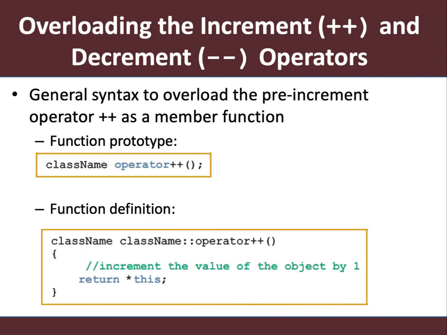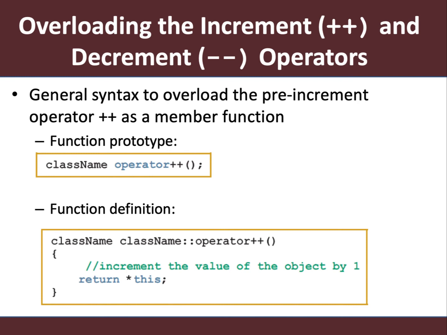Next, let's take a look at how we overload the increment and decrement operators. The increment operator has 2 forms. One is the pre-increment, like ++x, and the other one is post-increment, which is x++. In both of them, x is a variable, say of type integer or anything. In the case of pre-increment, or ++x, the value of the variable x is incremented by 1 before the value of x is used in an expression. In the case of post-increment, the value of x is used in the expression before it is incremented by 1.